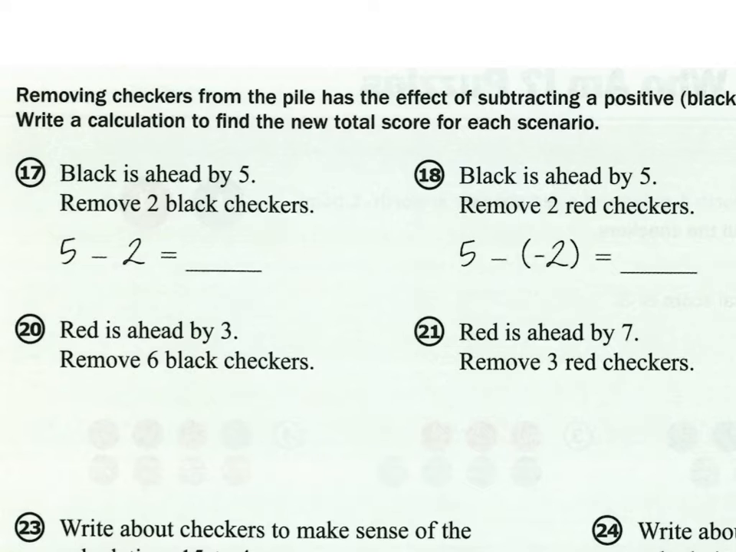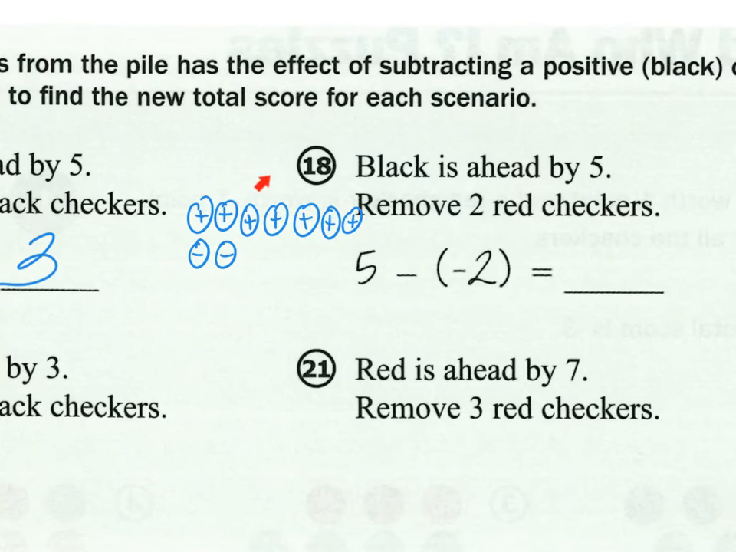In number 17, if black is ahead by 5 and we remove, that is subtract, 2 black checkers, we're left with 3 black checkers. For number 18, I want you to draw this picture with me. Black is ahead by 5 and we're going to remove 2 red checkers. So I needed a picture where I had 2 red checkers to remove and black was still ahead by 5.